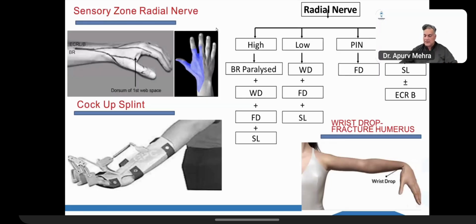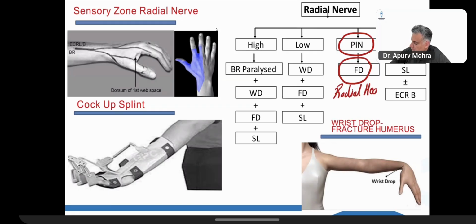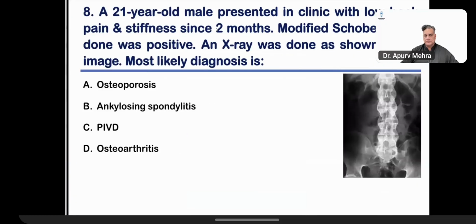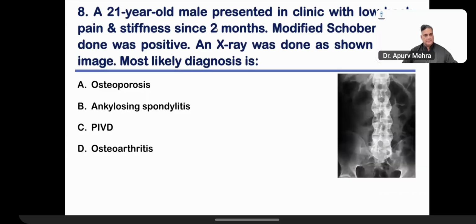Alright, so very, very important splint. Also remember in this, very important question: posterior interosseous nerve palsy causes finger drop. This nerve is around the radial head. So radial nerve palsy causes wrist drop, posterior interosseous nerve causes finger drop. Answer. This question everyone has got right. Anybody who got this wrong?